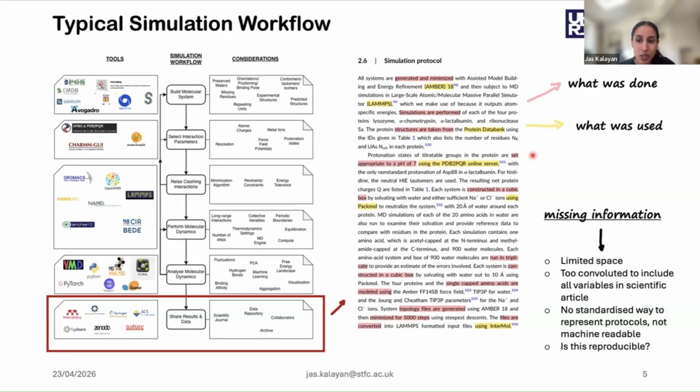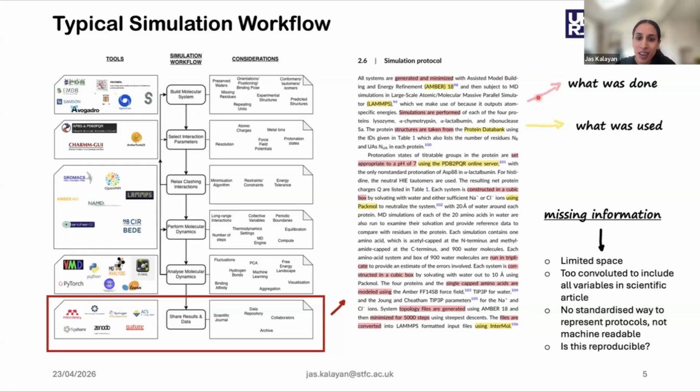There's also no standardized way to represent these protocols. And so if you were to describe this fully, it might not be machine readable because it's not consistent with how others would describe this protocol as well. So all in all, when we produce this data and publish our results, can we reproduce the interesting science that we have published? And usually the case is no.